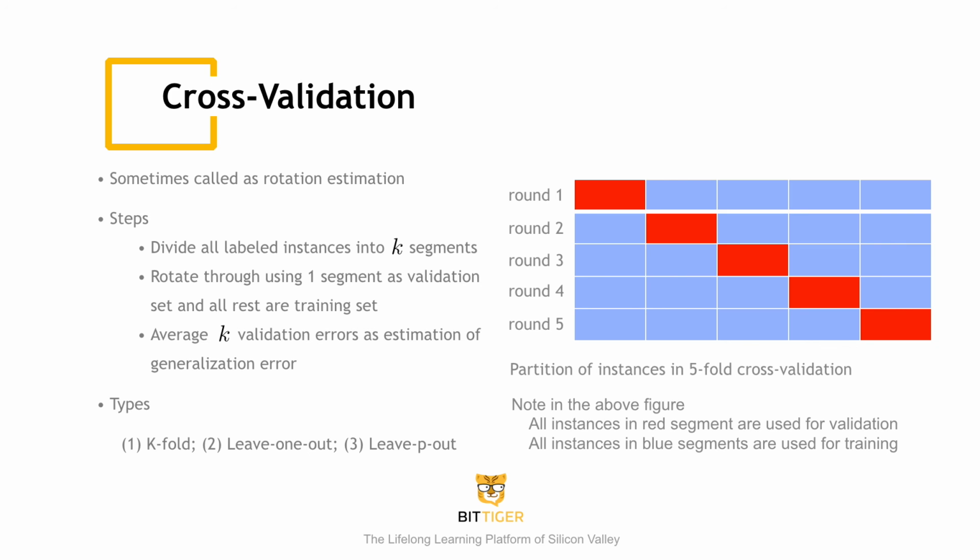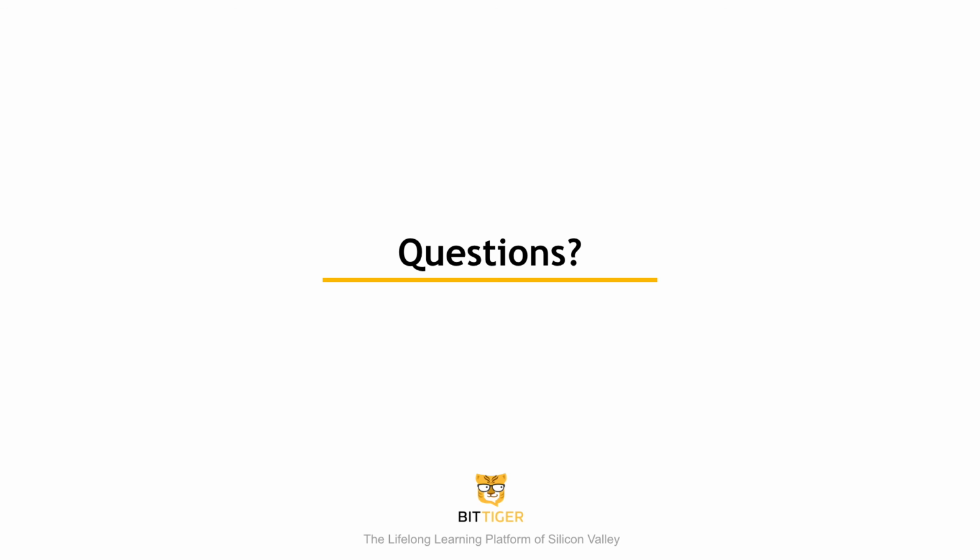Here's an example of 5-fold cross-validation. It partitions all labeled instances into 5 segments and runs training and validation processes for 5 rounds and returns their average result.